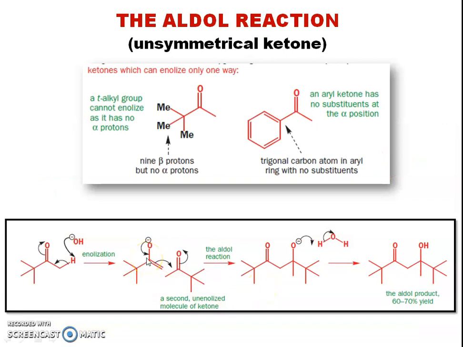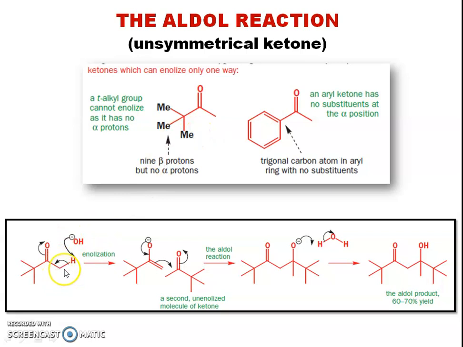Next one, aldol reaction in the case of unsymmetrical ketones. For example, this one. Here you can see a methyl group here and a tertiary alkyl group here. This tertiary alkyl group cannot be enolized, but this can be enolized. Another example of an unsymmetrical ketone has a methyl group here and a phenyl group, an aryl ketone. In both cases, only one carbon has alpha enolizable hydrogen atoms, so it can undergo self aldol condensation like this.